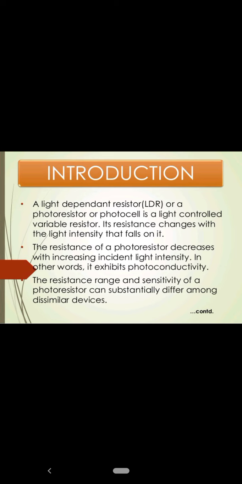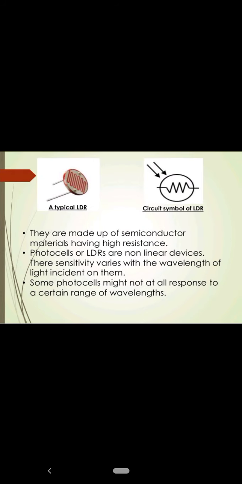The resistance of a photoresistor decreases with increasing incident light intensity. In other words, it exhibits photoconductivity. The resistance range and sensitivity of a photoresistor can substantially differ among dissimilar devices. So this is a typical LDR, and this is how it actually looks. And in the other diagram the circuit symbol of LDR is shown.